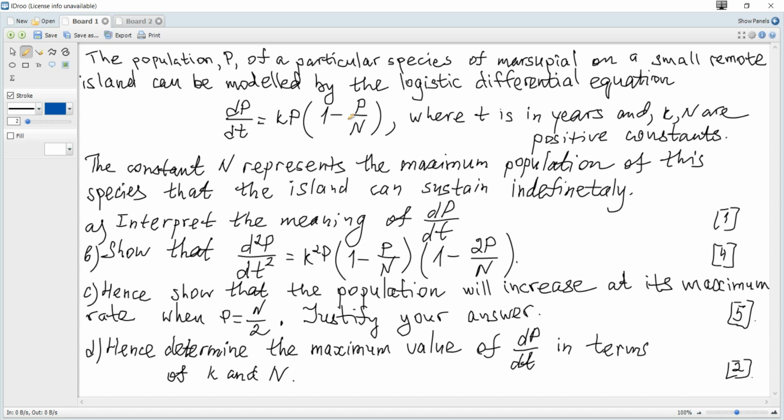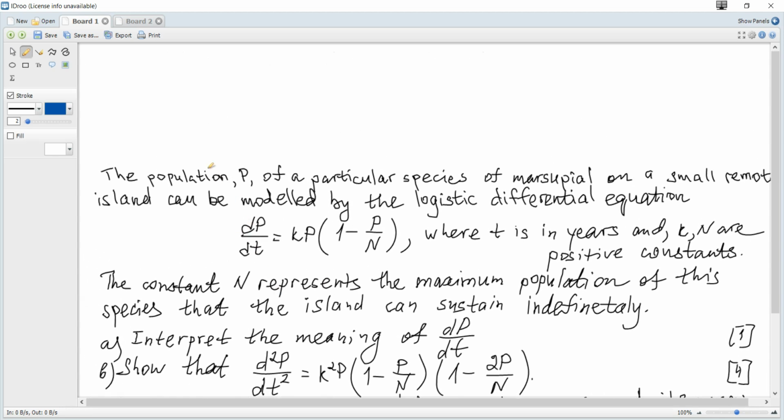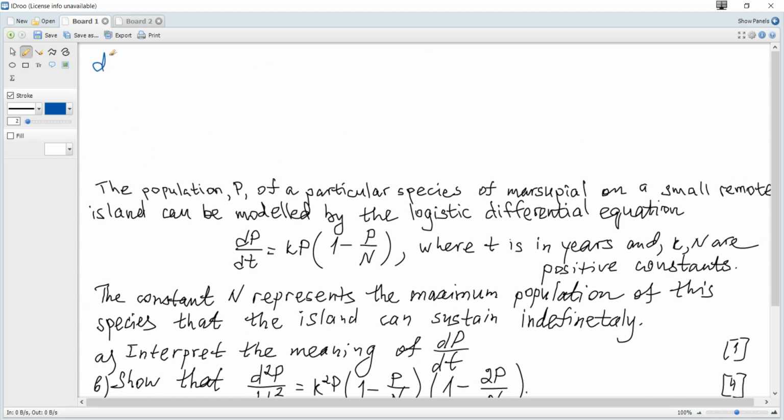Show that the second derivative of P is equal to the next expression. To find the second derivative of P, if the first derivative is given, we just need to differentiate the expression for the first derivative. So the left hand side becomes just the second derivative of P, and on the right hand side we can see that P is a function of t, and P is here and P is also here, and we should consider it as a product of two functions and apply the product rule.